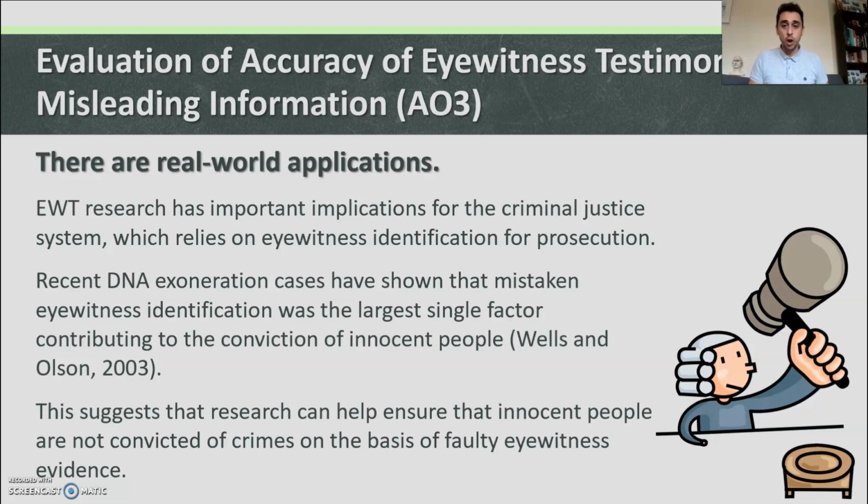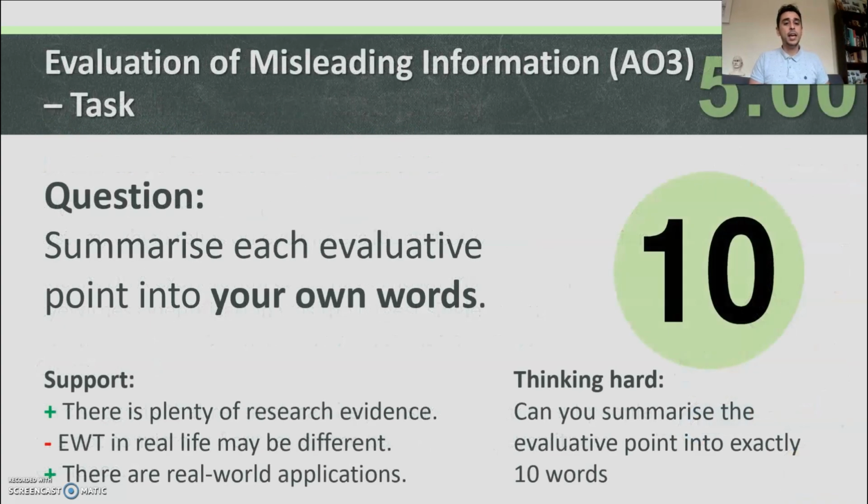This research can show that eyewitness accounts are not particularly accurate. Eyewitness testimony should not be used as damning evidence. It can be used as evidence, but certainly not as the only form of evidence. So this is a strength because we can use it in real life to show how eyewitness testimonies are not accurate. Can you summarize each evaluated point in your own words?